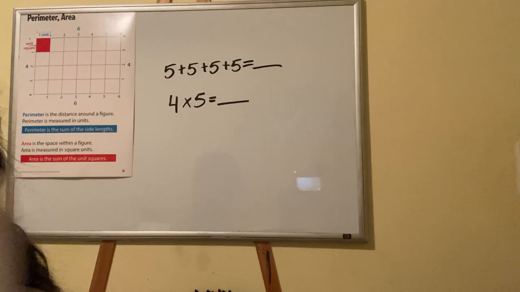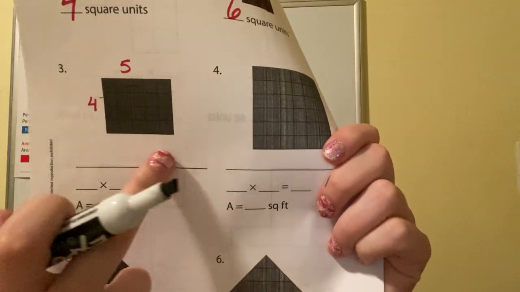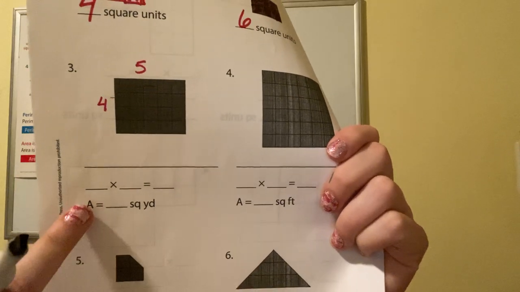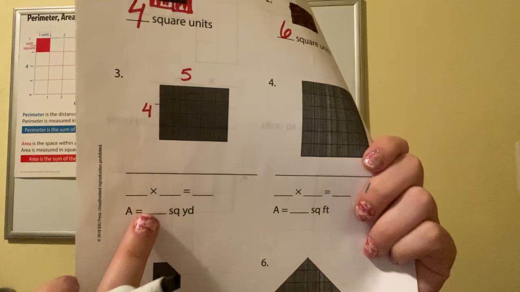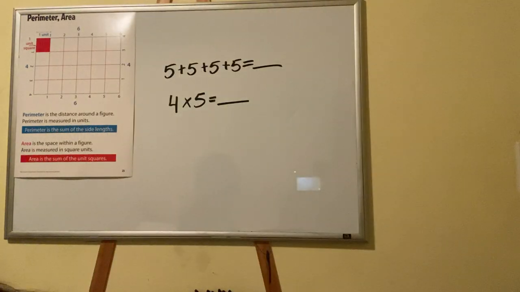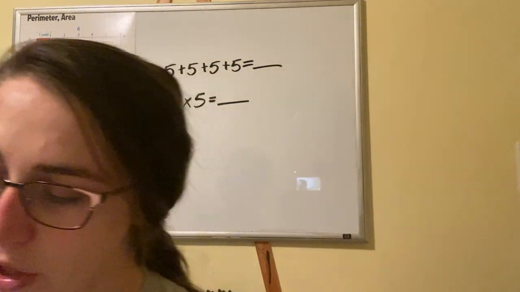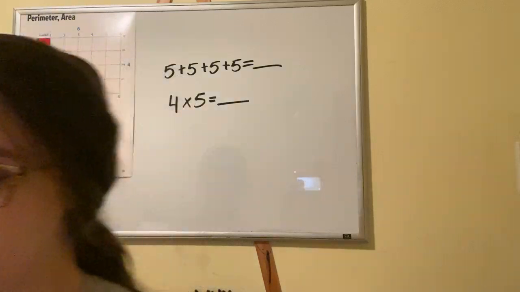So I want you to write and solve right here, the repeated addition, and then write it as a multiplication equation. You should get the same answer for your area, okay? So write and solve that repeated addition and repeated multiplication equation on your page. I will do mine while you do yours.